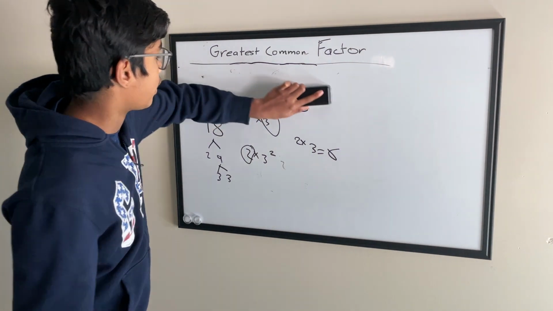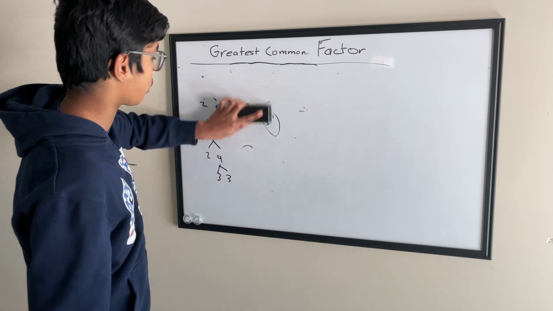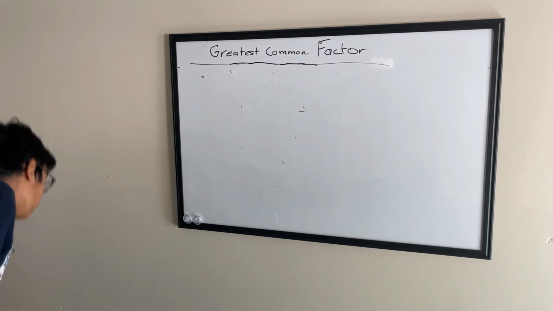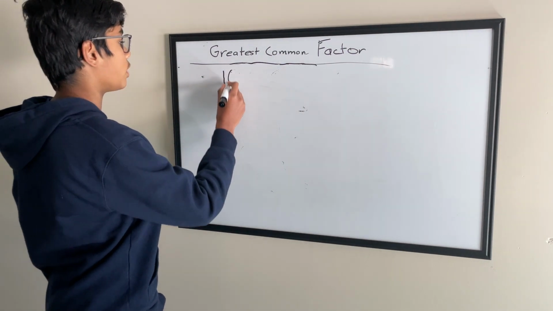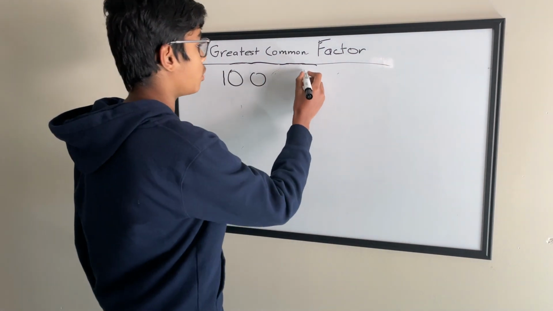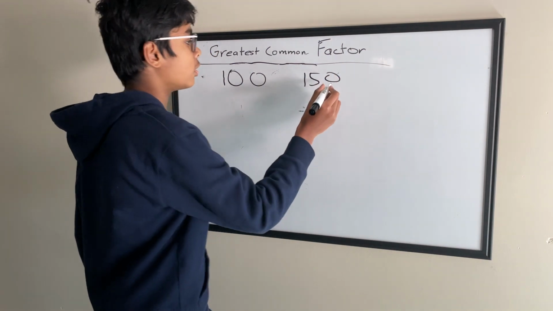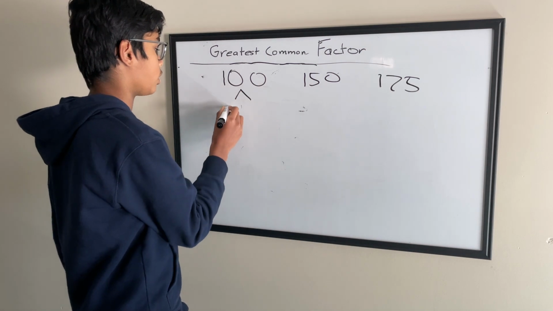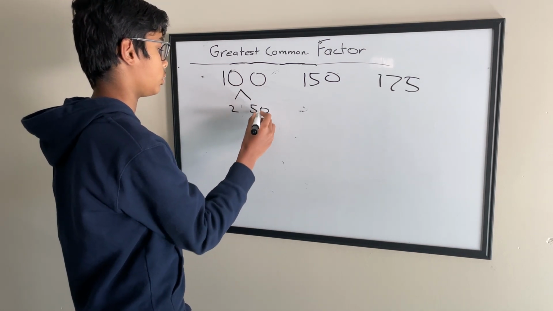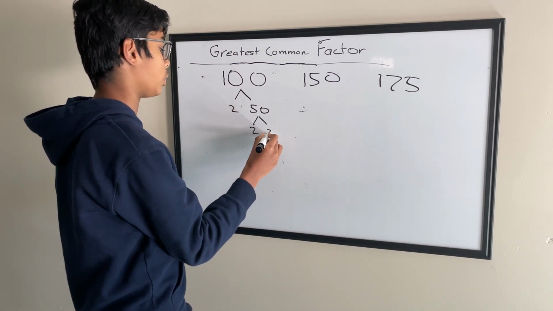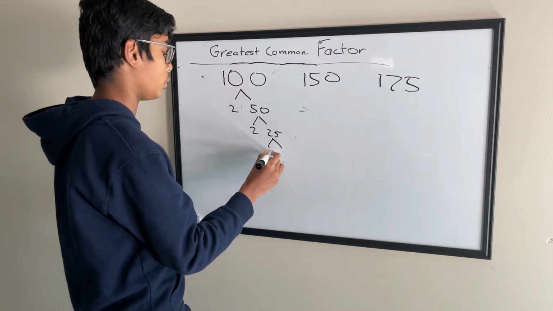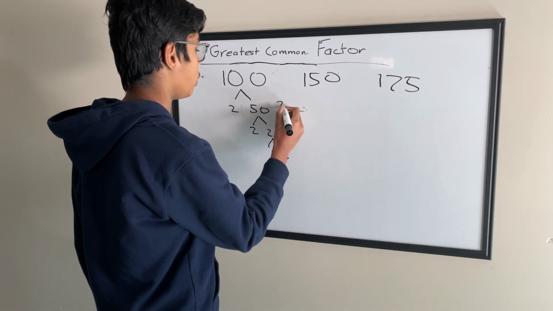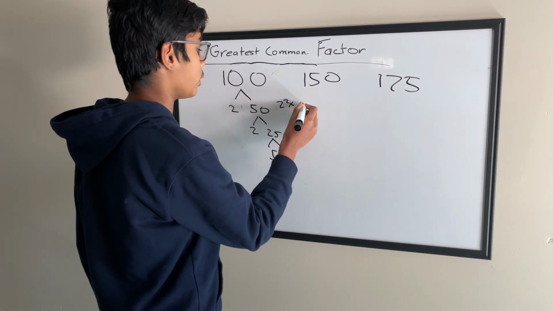Okay. And we can also use this with more than 2 numbers and with big numbers. Let's say 100, 150, and 175. So 100 is 2 and 50. 50 is 2 and 25. And this is 5 and 5. So it would be 2 times 2 times 5 times 5, or 2 squared times 5 squared.